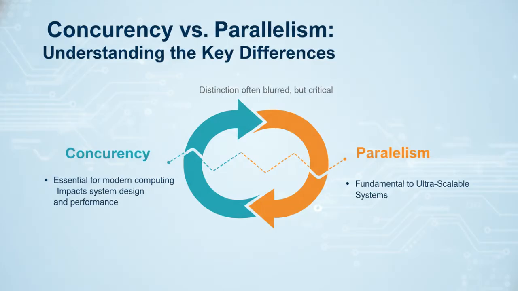These concepts are at the heart of how operating systems work, how multi-threaded applications run, and how ultra-scalable systems are built. Differentiating between them is not just an academic exercise. It has practical implications for designing efficient, responsive, and powerful software and hardware. We'll explore what each means, how they work in practice, and why their distinction truly matters in today's multi-core, distributed world. Let's embark on this journey to demystify these powerful ideas.